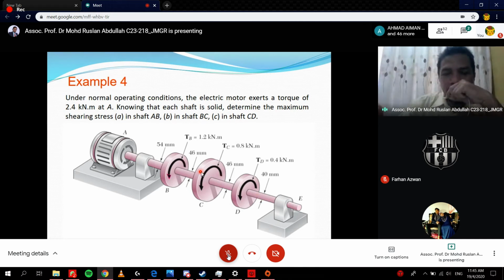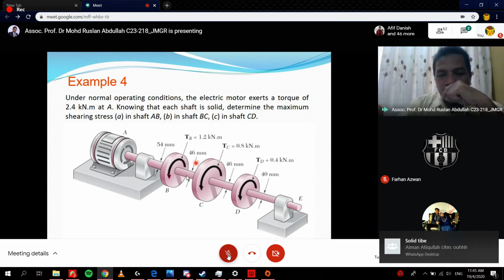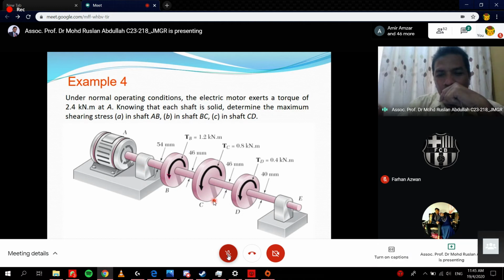That is very important information that you have to know: the net torque in each section. Section here refers to AB, BC, CD and DE. So based on that, it is very simple for us to calculate tau for sections AB, BC, and CD.